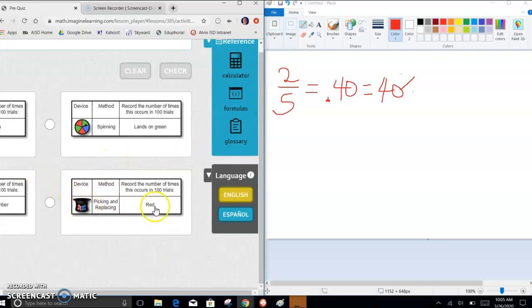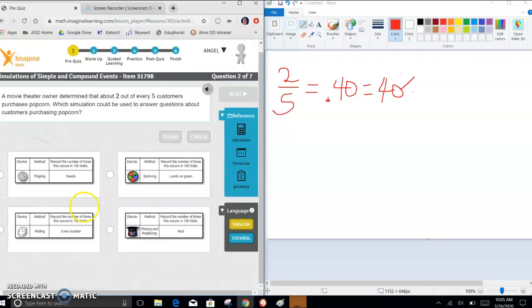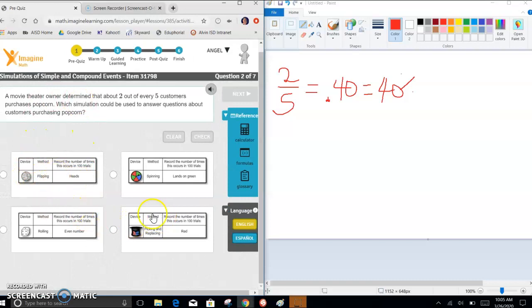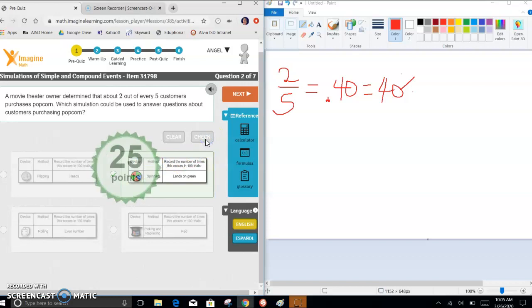And then down here, I want red. This is 50%. So all of these are 50% except for this one. I need 2 out of 5. 2 is not half of 5.